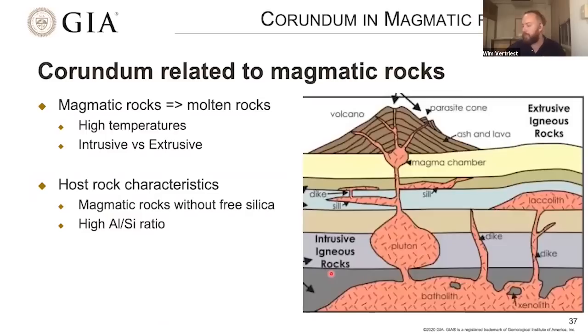Now the third type of corundum, I'm gonna take another sip of water because this is a heavy one and a complicated one.